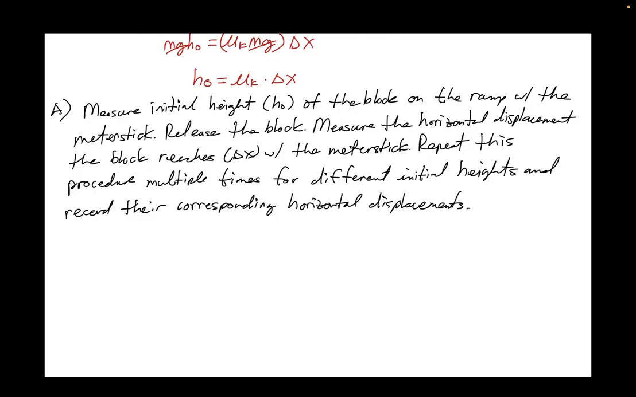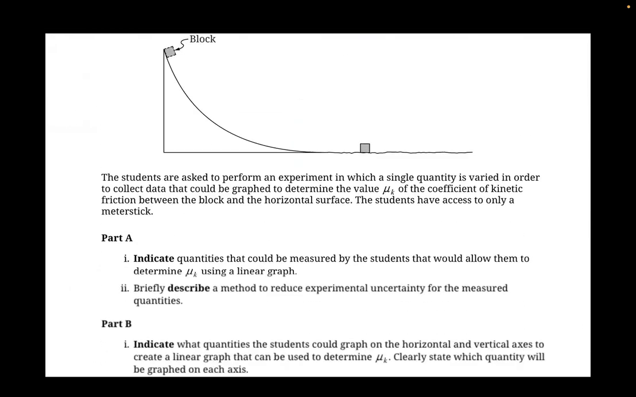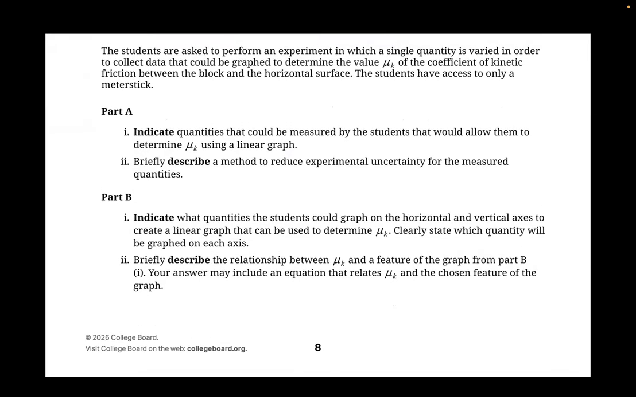Perfect. All right, that should be good for part A. Move on to part B. For part B, we are asked to indicate what could be graphed and then describe the feature of the graph and relate that to the coefficient of kinetic friction.